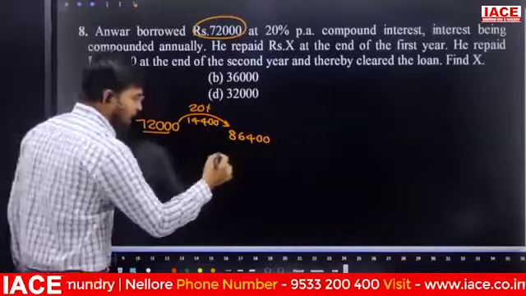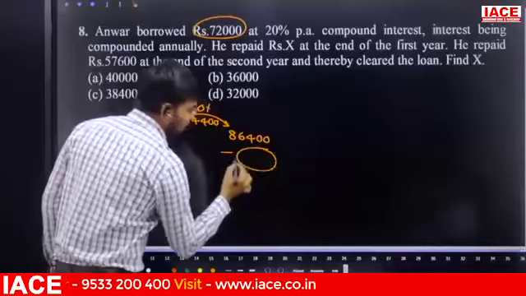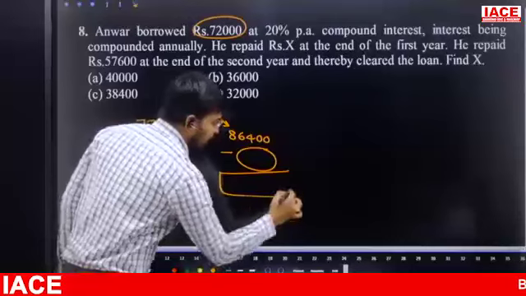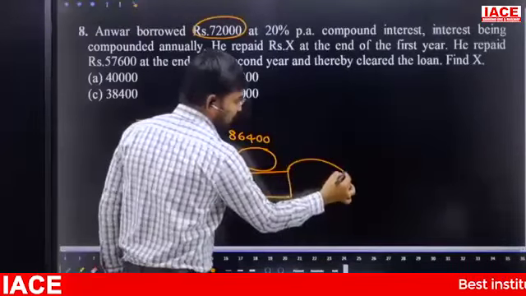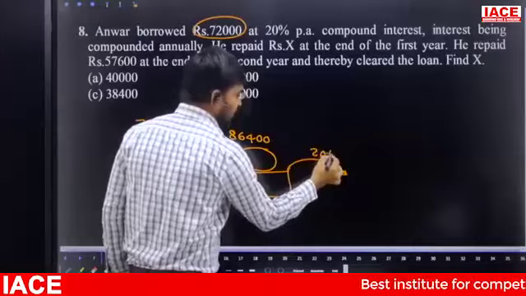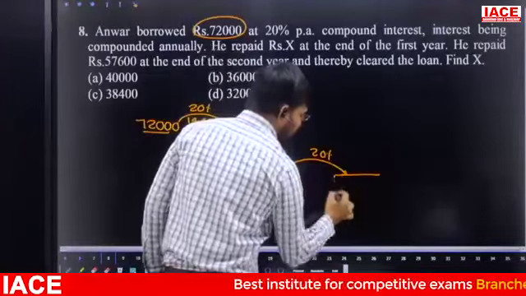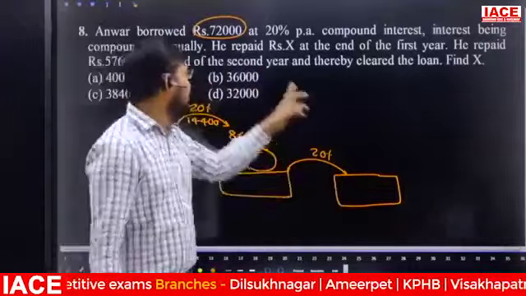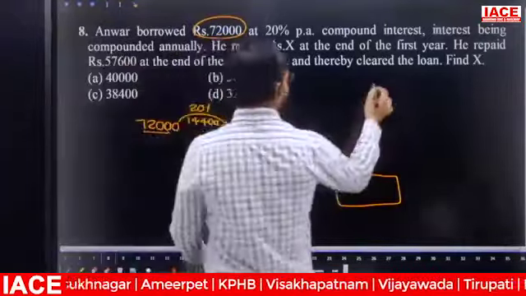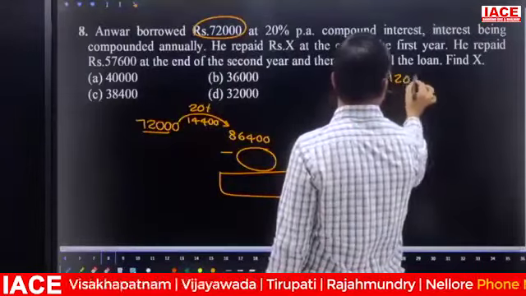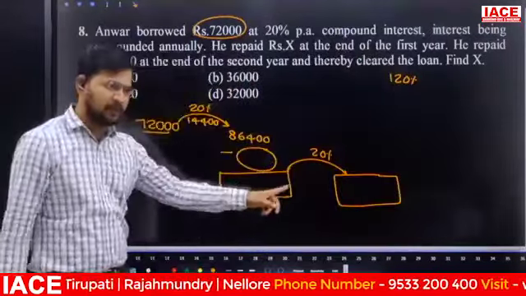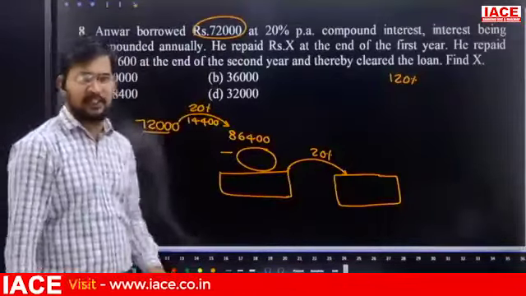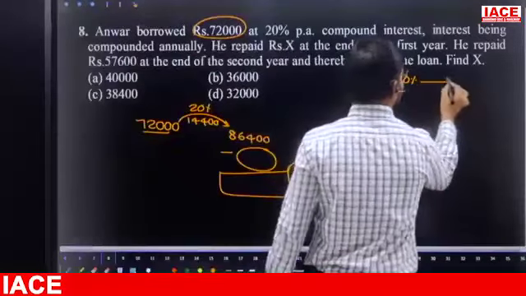In this case, I am paying something, some X value, X rupees. And on the remaining I am going to calculate 20%. So this will be equivalent to 120%, which is nothing but 57,600. We don't know this value, but this value plus 20% together is 57,600. Yes or not? Therefore 120% is 57,600.